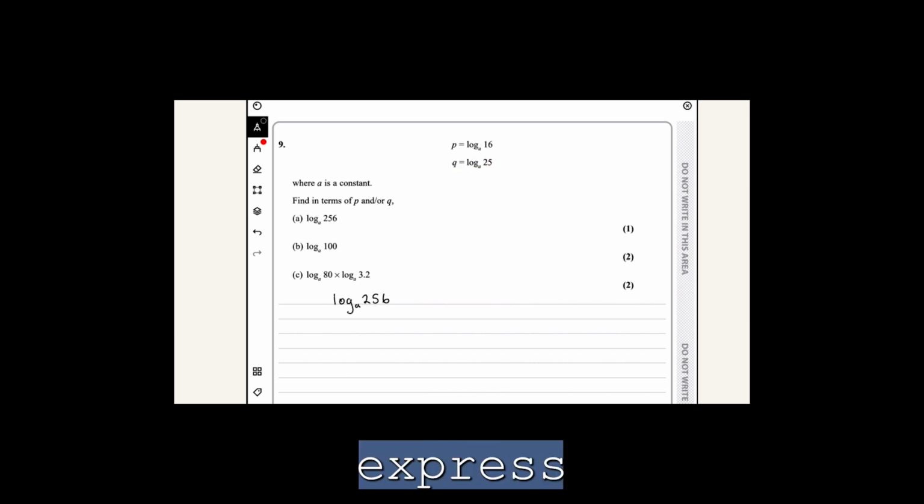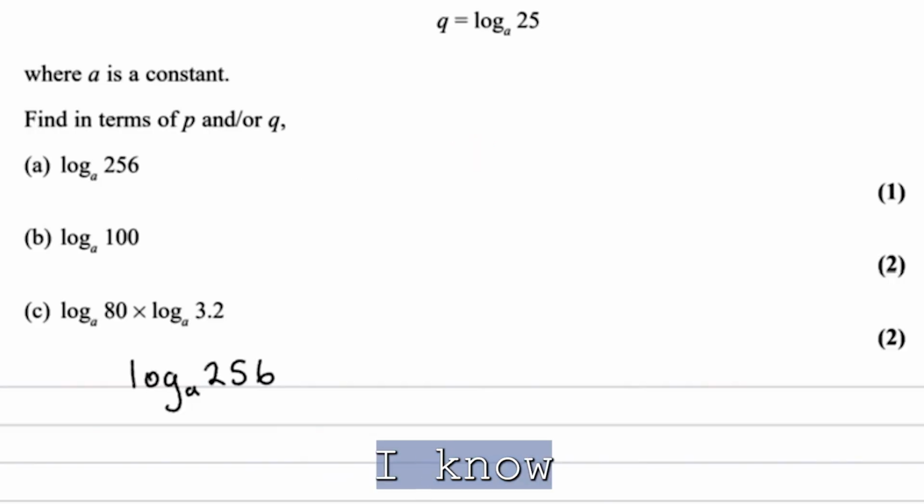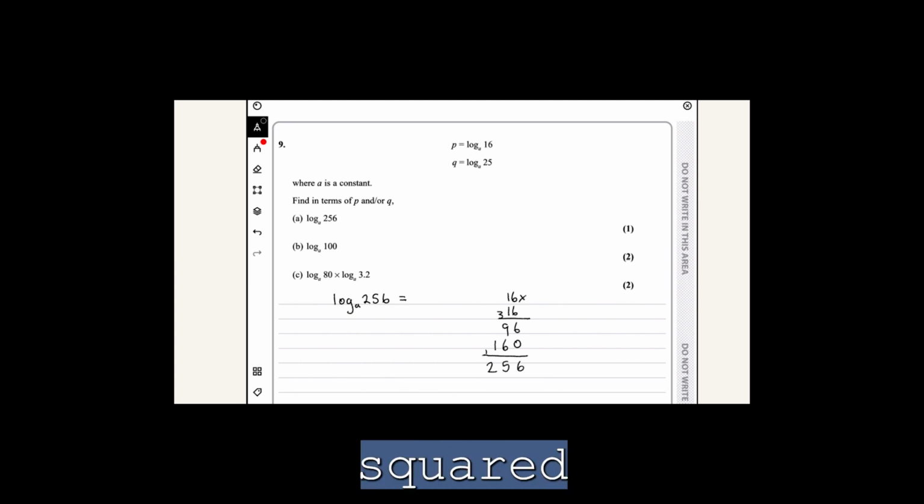And we need to express this in terms of P or Q. So what we need to do is make this look something like one of these, or two of these, or a combination of these. I know that 256 is a power of 16. Let's just check and make sure. And yes, indeed, 16 squared is 256. So log A of 256 is the same as log A of 16 squared.